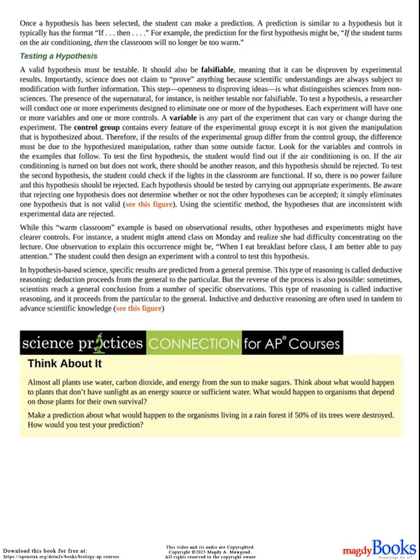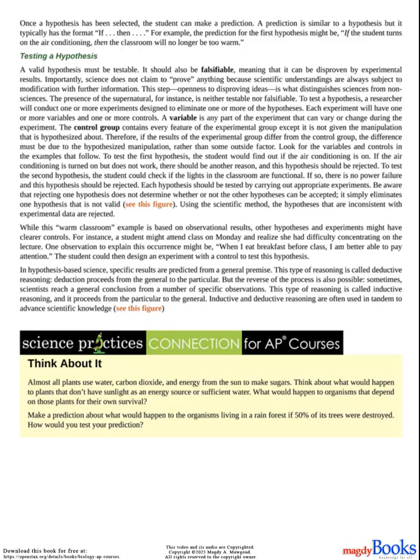To test a hypothesis, a researcher will conduct one or more experiments designed to eliminate one or more of the hypotheses. Each experiment will have one or more variables and one or more controls. A variable is any part of the experiment that can vary or change during the experiment. The control group contains every feature of the experimental group except it is not given the manipulation that is hypothesized about. Therefore, if the results of the experimental group differ from the control group, the difference must be due to the hypothesized manipulation, rather than some outside factor. Look for the variables and controls in the examples that follow.